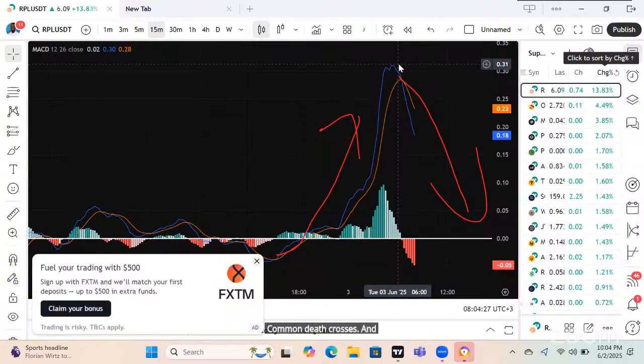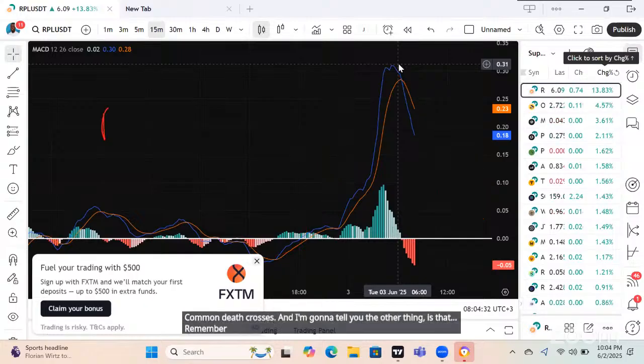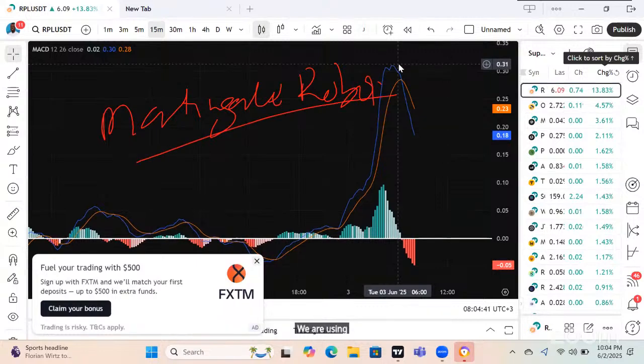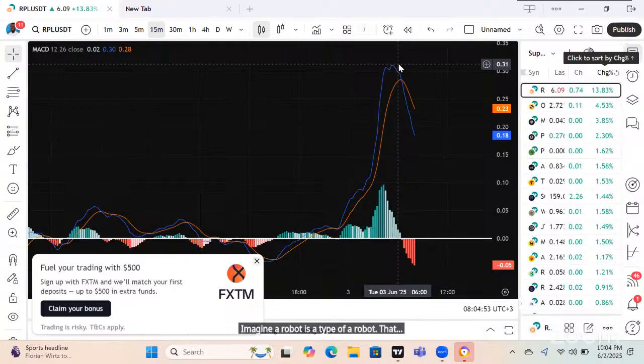And the other thing is that, remember, we are using a martingale robot. You know, some of you fear even, yet you don't know what you have. We are using a martingale robot. What is a martingale robot? A martingale robot is a type of robot that, if your entry was here and your exit was here, are people following?